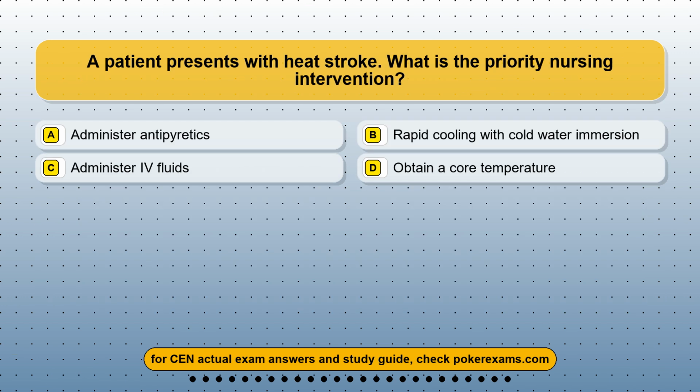Question 2. A patient presents with heat stroke. What is the priority nursing intervention? Option A. Administer antipyretics. Option B. Rapid cooling with cold water immersion. Option C. Administer IV fluids. Option D. Obtain a core temperature.